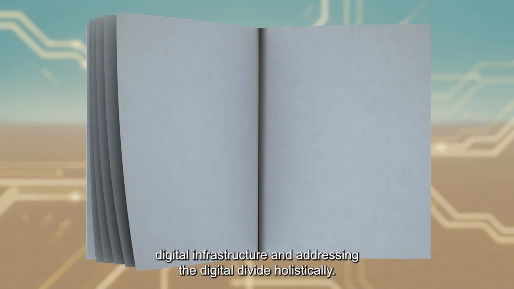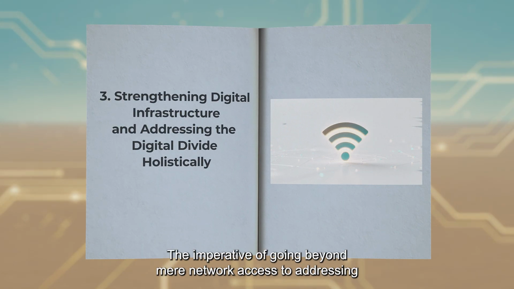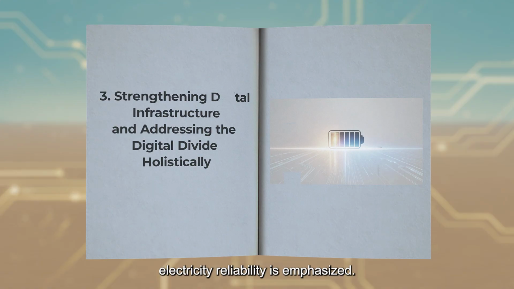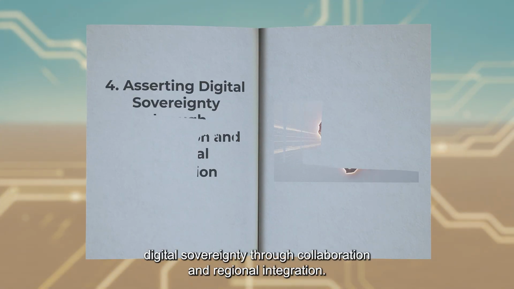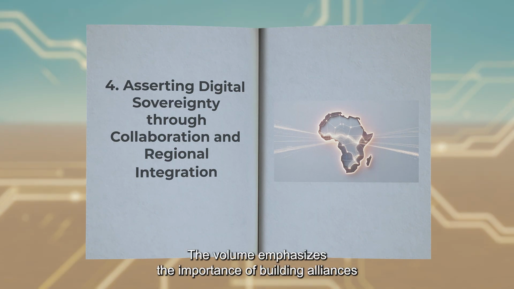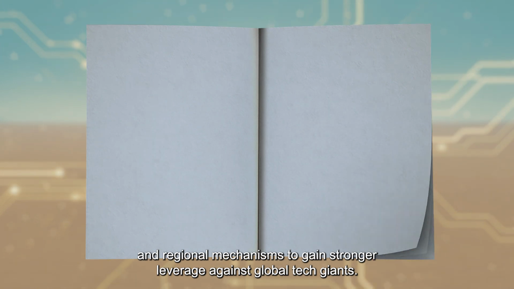Third, strengthening digital infrastructure and addressing the digital divide holistically. The imperative of going beyond mere network access to addressing affordability, digital literacy, and foundational issues like electricity reliability is emphasized. Fourth, asserting digital sovereignty through collaboration and regional integration. The volume emphasizes the importance of building alliances and regional mechanisms to gain stronger leverage against global tech giants.